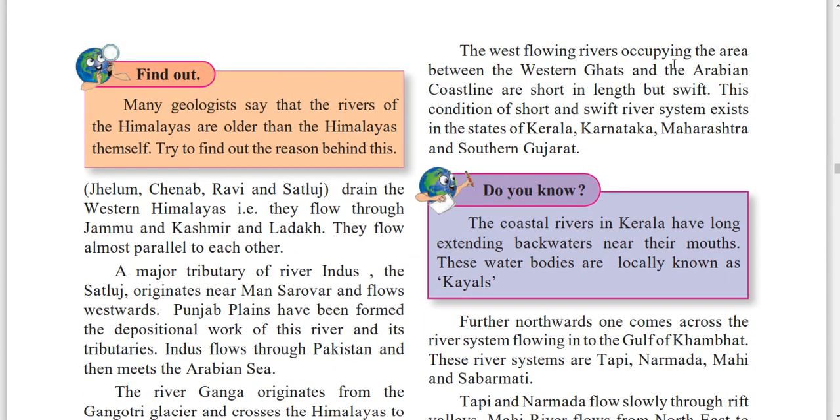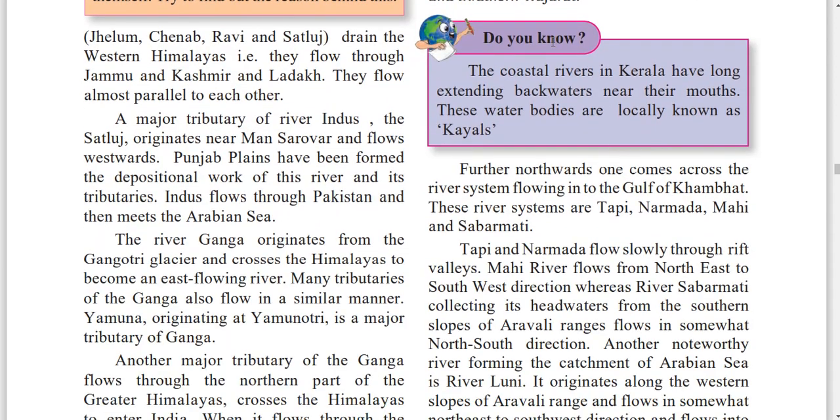The west flowing rivers occupying the area between the Western Ghats and the Arabian coastline are short in length but swift. This condition of short and swift river systems exists in the states of Kerala, Karnataka, Maharashtra, and southern Gujarat. Do you know the coastal rivers in Kerala have long extending backwaters near their mouths? These water bodies are locally known as kayals.